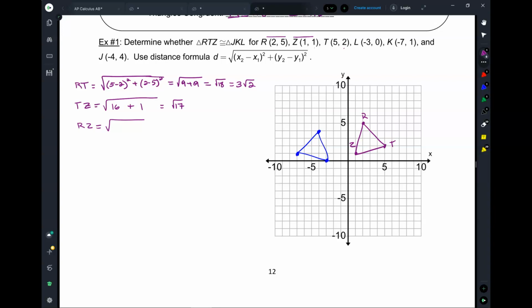So RZ, okay, so what's the difference between the x's? How far apart are the x's? 1. How far apart are the y's? 4 squared. So that's also root 17. Okay?